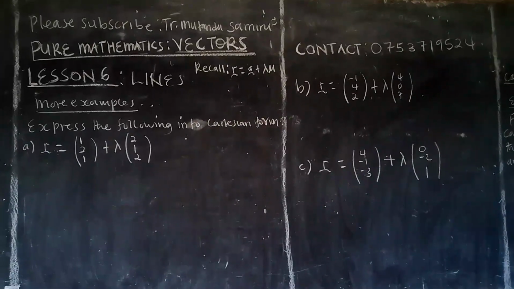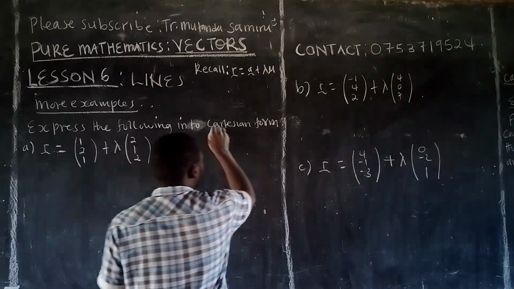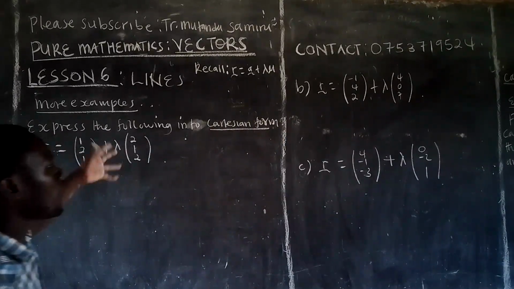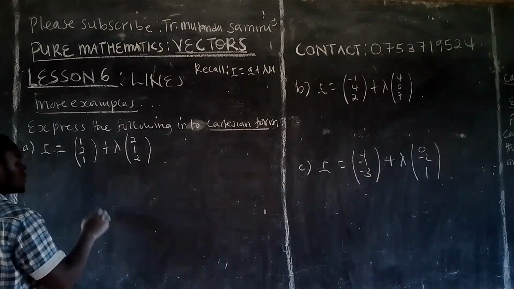All right, great. So let's also look at this. Express the following in Cartesian form. Now this one is in vector form. We want to take it into Cartesian. But of course, we shall now say solution.